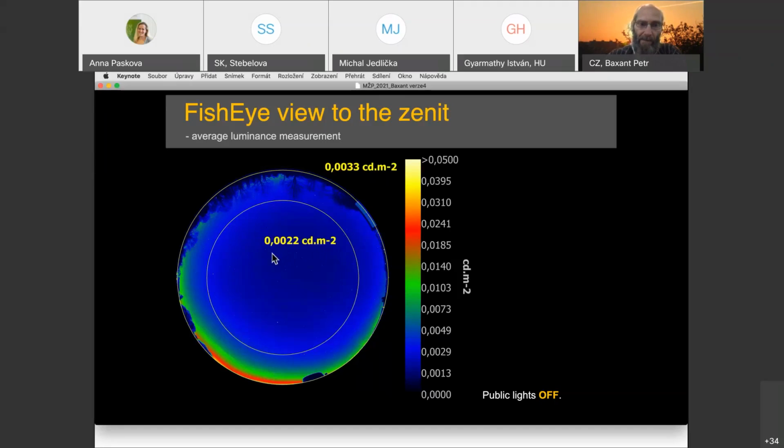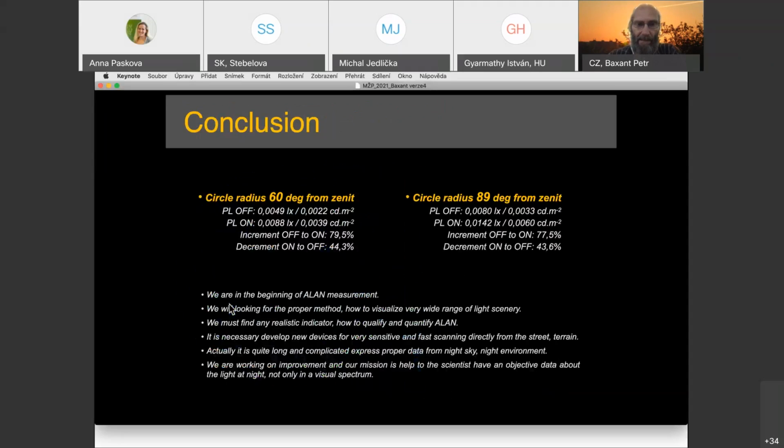For this case, we can also separate from this number the illuminances caused by this luminance of the sky, and this is in this conclusion, and I'm near to the end of the presentation.